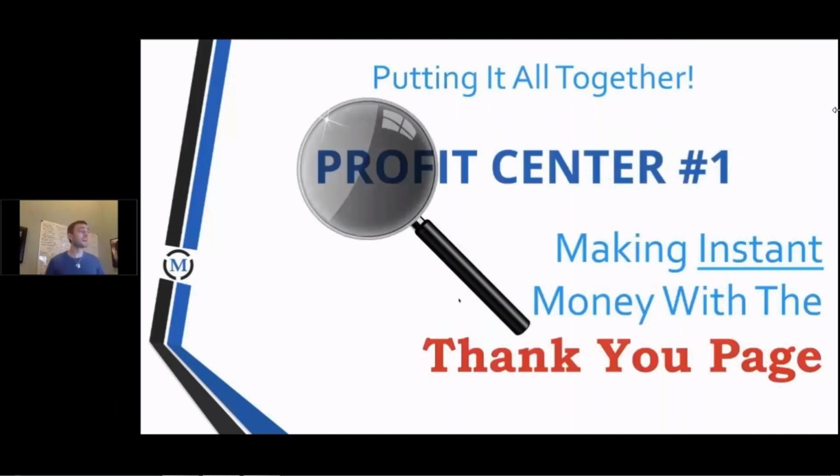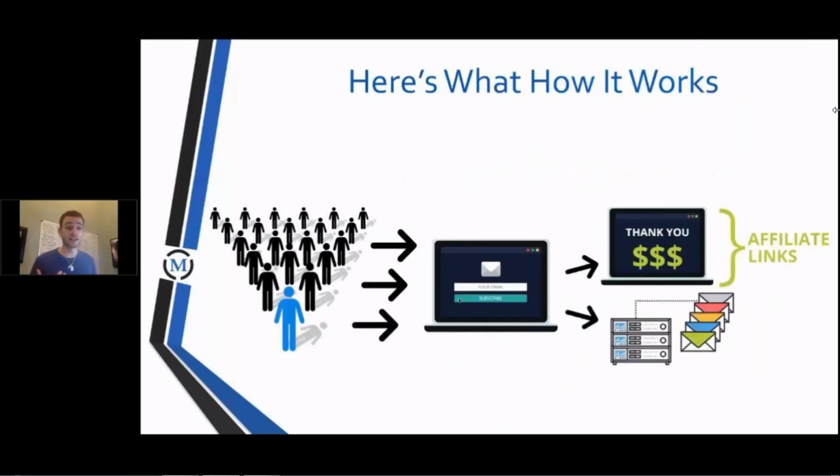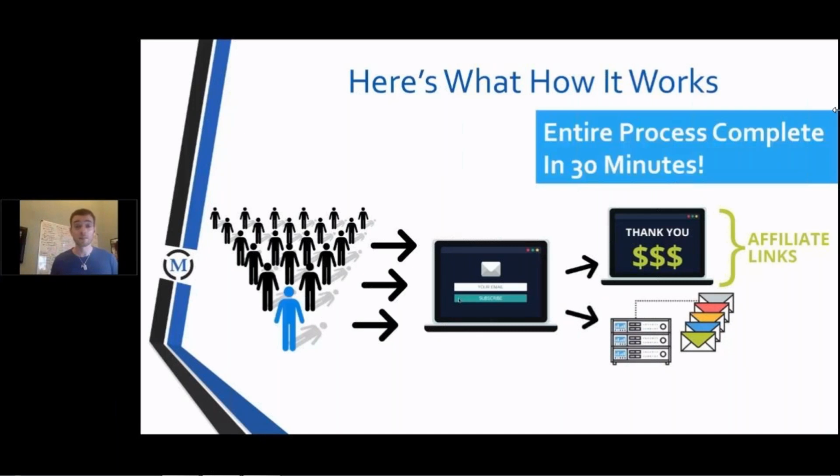So putting it all together, profit center number 1, making money on that thank you page. Again, this is what it looks like. You can literally do this in under 30 minutes. You get traffic, traffic comes to this page, they go to the thank you page, and you have affiliate links on the thank you page, or you have links to your own products, your e-commerce products, or whatever. That is profit center number 1.